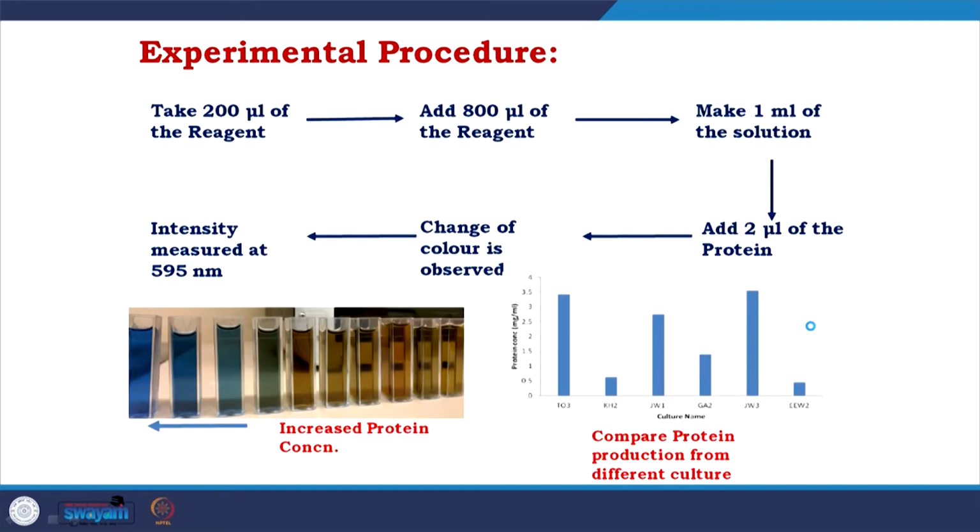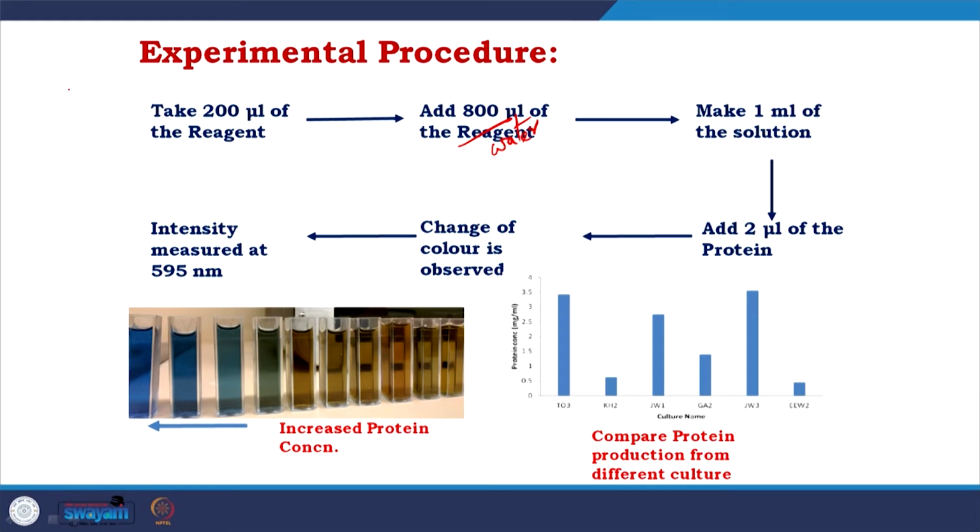So, how is it used to measure concentration? Take 200 microliter of the reagent, add 800 microliter. So, when we say this reagent, this is like reagent plus water. Whenever you get it commercially, you have to make it diluted. So, you have 1 ml of the solution, add 2 microliter of the protein, change of color is observed and intensity measured at 595.